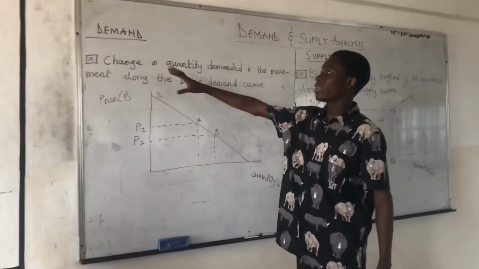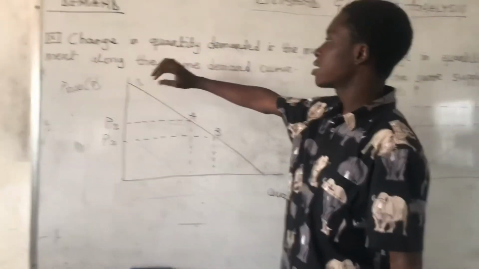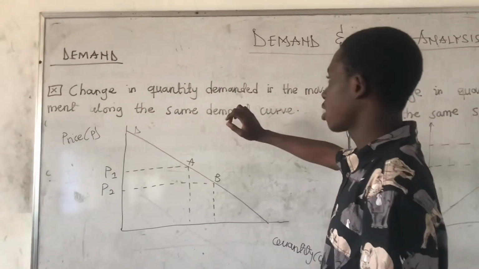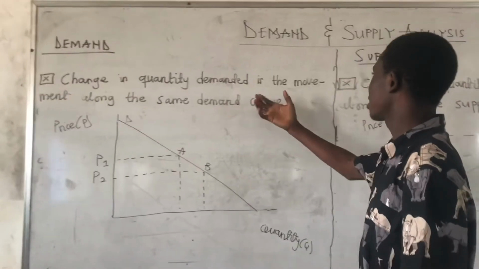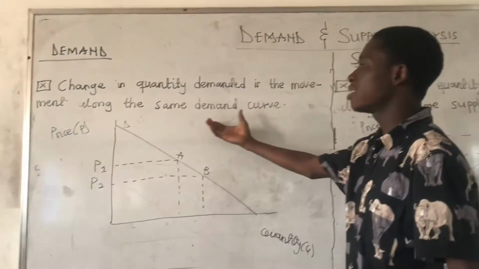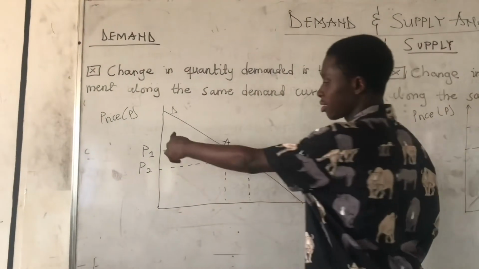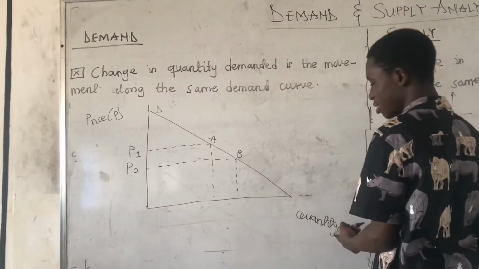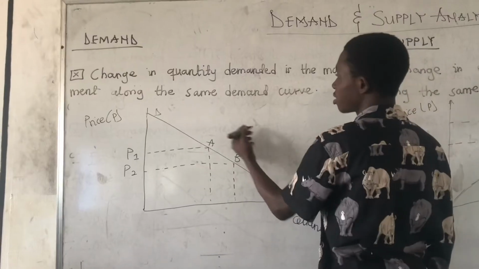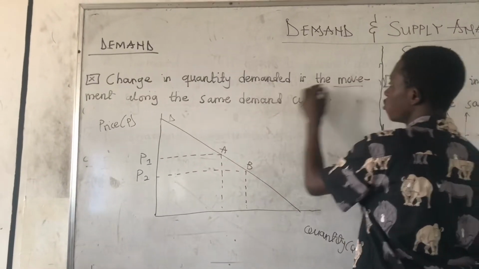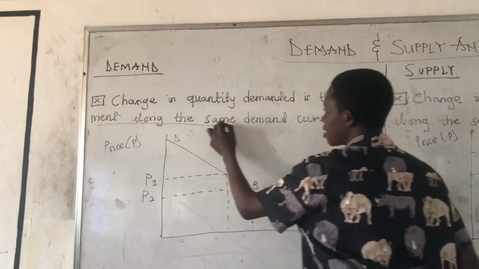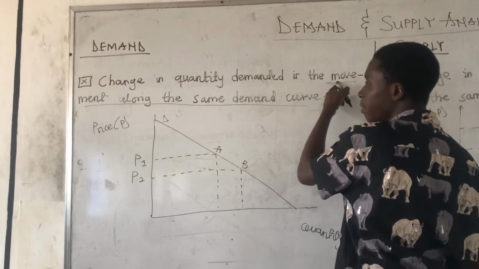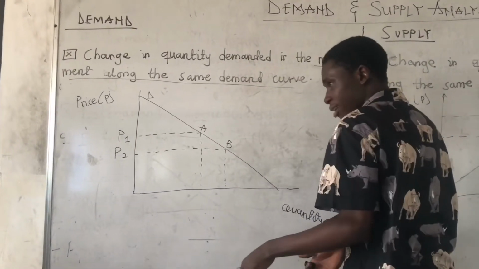We are moving on. With the demand side too, we have change in quantity demanded. Change in quantity demanded is the movement along the same demand curve. So this is the illustration. This is the price side, this is the quantity side. They are saying movement along the same demand curve, meaning from this side to the other side.